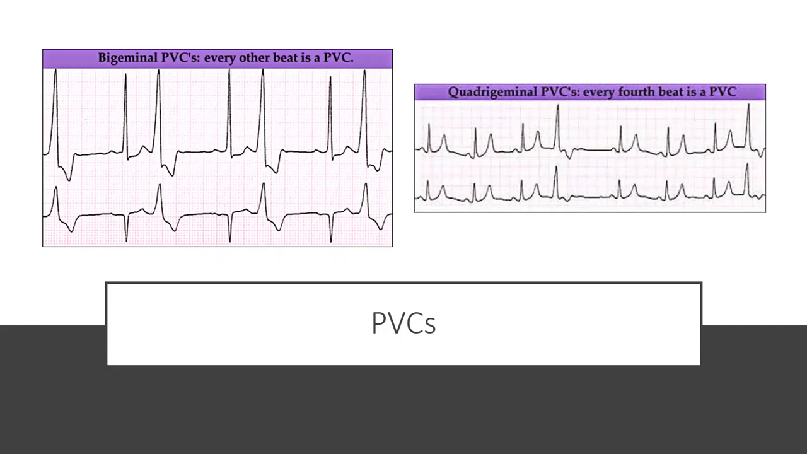For ventricular bigeminy, every other beat is a PVC. Ventricular trigeminy, every third beat is a PVC. Ventricular quadrigeminy, every fourth beat is a PVC.